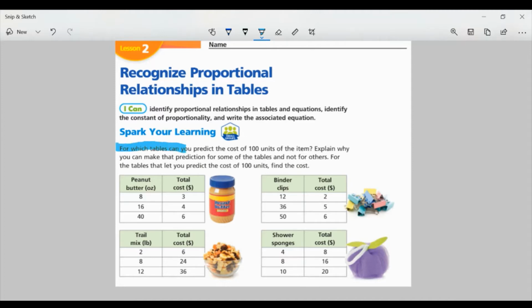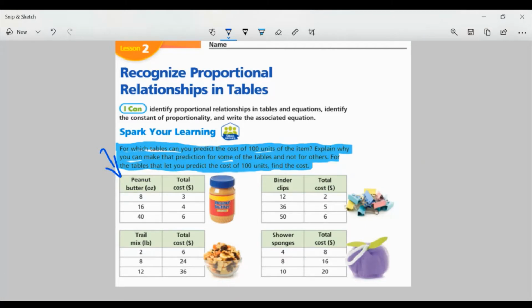For which tables can you predict the cost of 100 units of the item? Explain why you can make that prediction for some of the tables and not for the others. For the tables that let you predict the cost of 100 units, find the cost. Okay, so let's look at the peanut butter here, the first table.